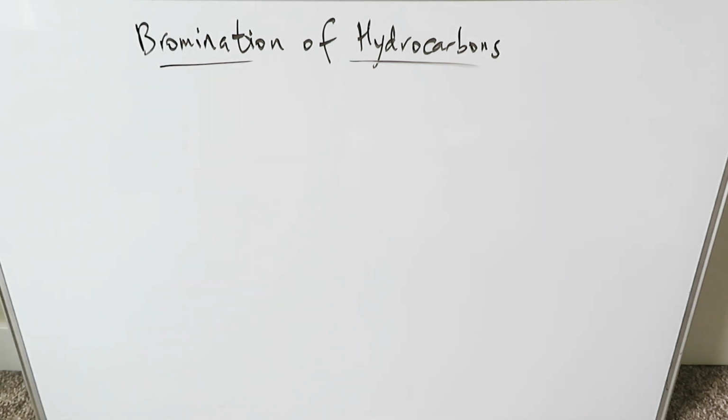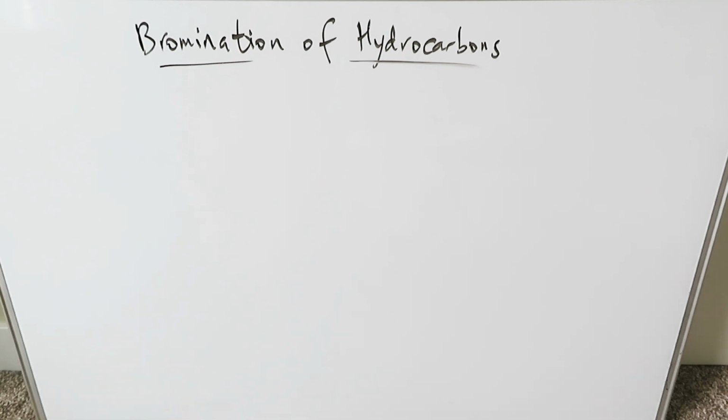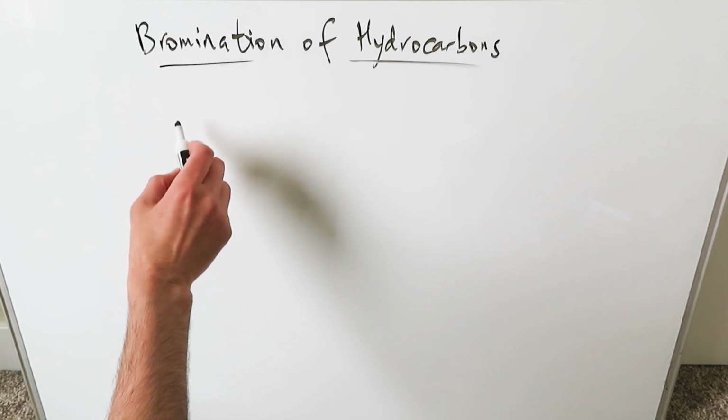Here we're looking at the bromination of hydrocarbons, or you can even call it the halogenation of hydrocarbons. That is, you're adding a halogen group to a hydrocarbon molecule. We will look here at three specific examples, and let the first example be this.